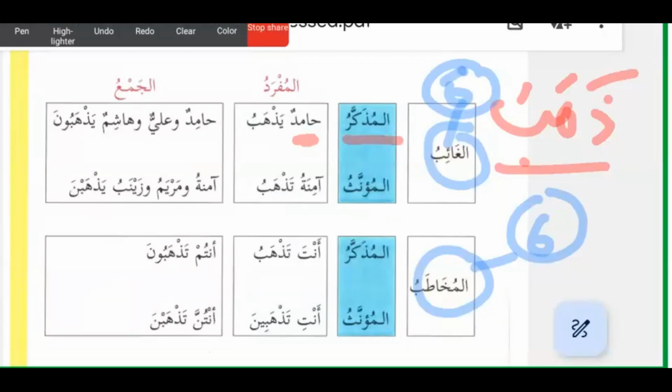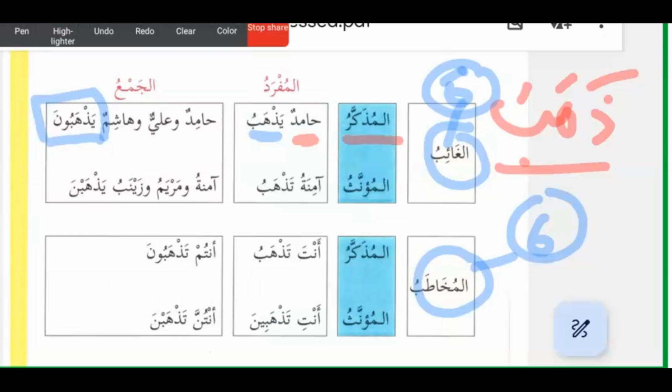Yazhabu, here it is mentioned as yazhabu, yazhabani for two persons, yazhabuna for jama. So here you can see yazhabuna, because as I told you, once we are speaking, we need to consider three things. Number one, to whom we are talking. Number two, is he a male or a female? Number three, is he a mufrad or a jama? Now Hamid, Ali and Hashim yazhabuna.